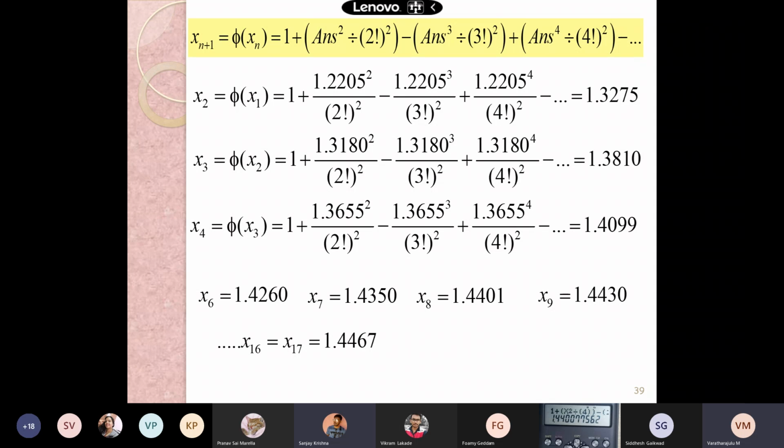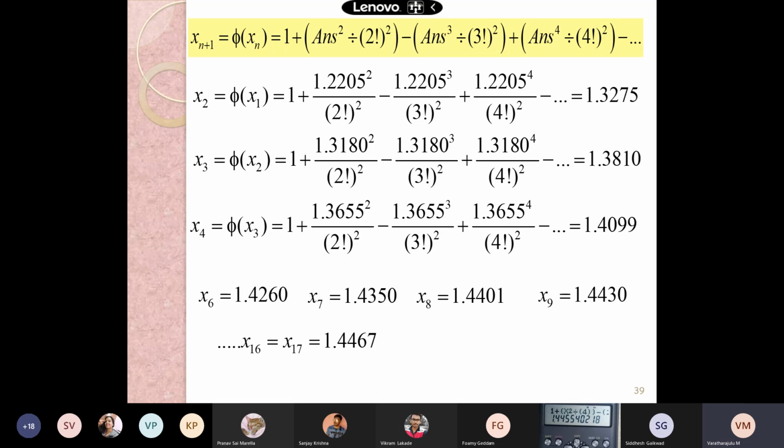See, this is what our x9. During your x16 and x17, you are getting the same result. The results are accurate with 4 digits. That is 1.4467. And you try, I'll wait whether this is our x9. X10 will be 1.4455, x11 1.4461, x12 1.4464, x13 1.4465, x15 1.4466, x16 is 1.4467, and x17 is also 1.4467.